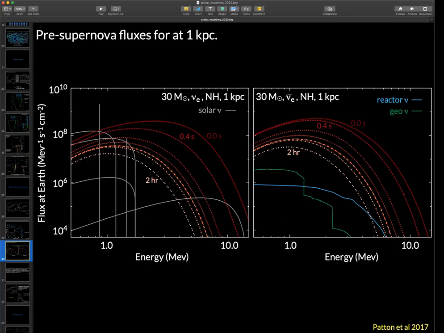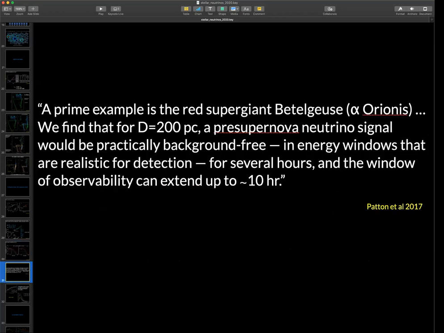Okay. So this is at 1 kpc, and as we briefly saw, there are several stars that are closer than 1 kiloparsec. And so this prompted Patton et al. in 2017, before Betelgeuse dimmed, before Super-K got all excited about it, to call out Betelgeuse. You know, it's 200 parsecs. And so a neutrino signal from Betelgeuse is going to be practically background free in energy windows that are realistic for detection. And you can detect them for several hours, possibly up to 10 hours before the core collapse event.